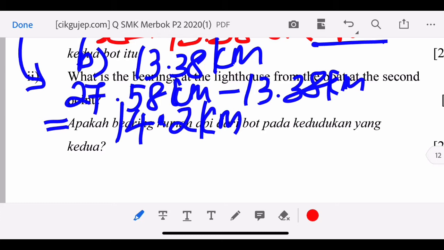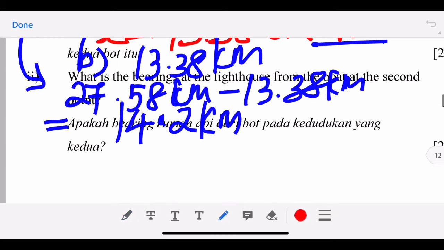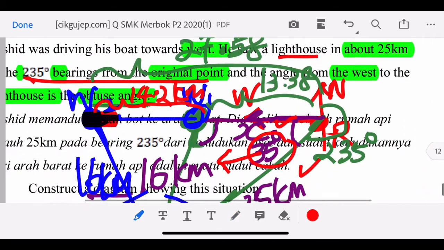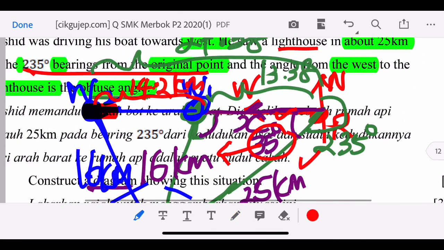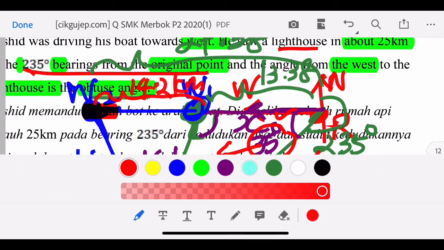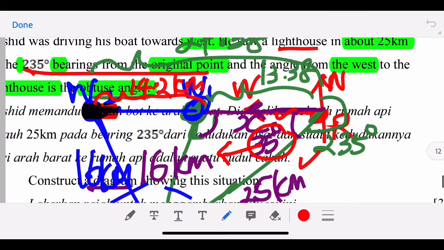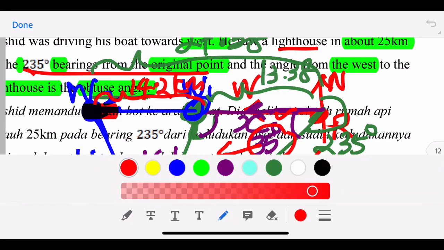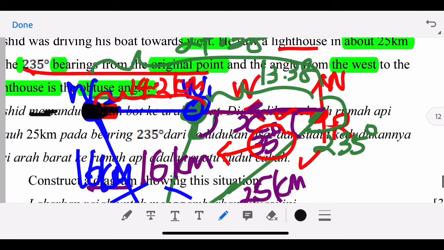Okay, then we see what the question one for the B. What is the bearing, right? What is the bearing? Okay, you can refer to the link for the question. What's the bearing of the lighthouse from the second point? Okay, from the second point is here. You understand what the question one? The question actually wants you to find this one. Let me highlight to you.